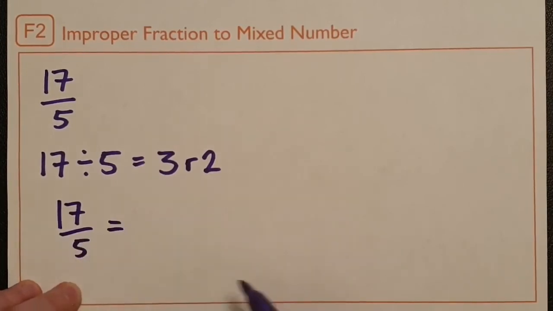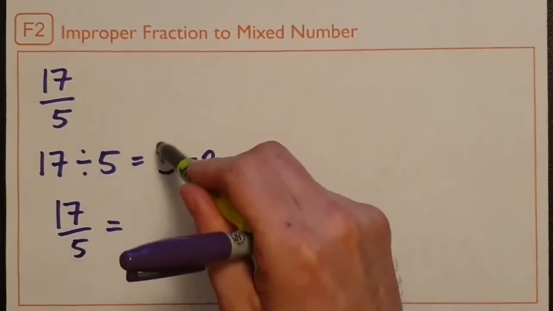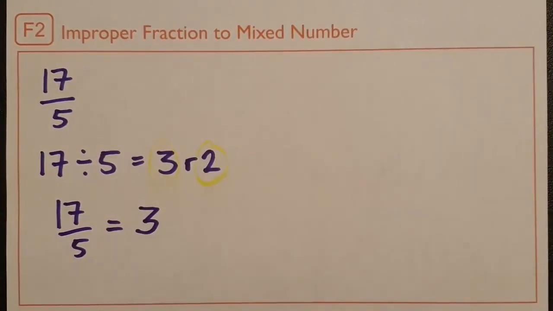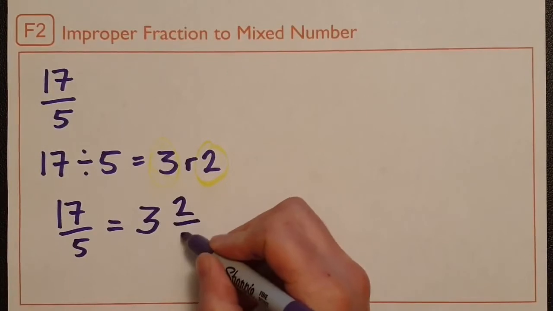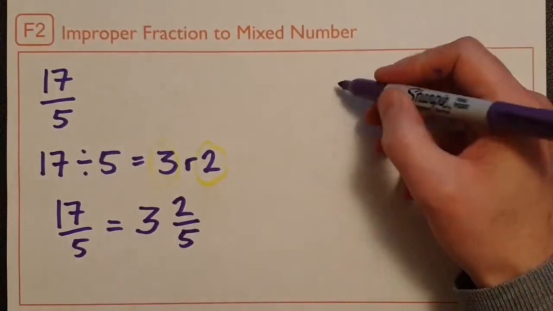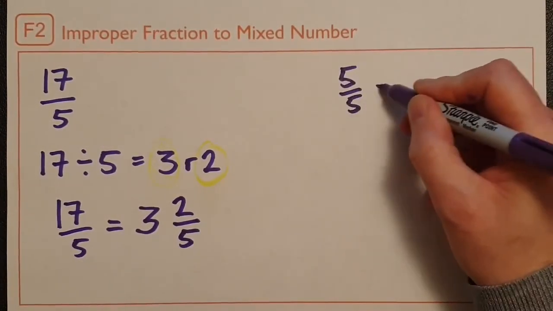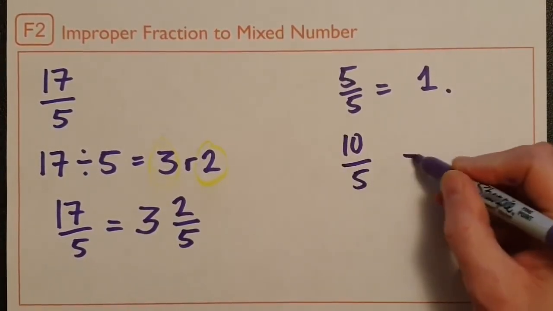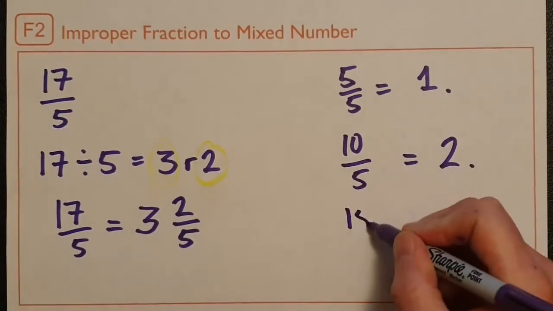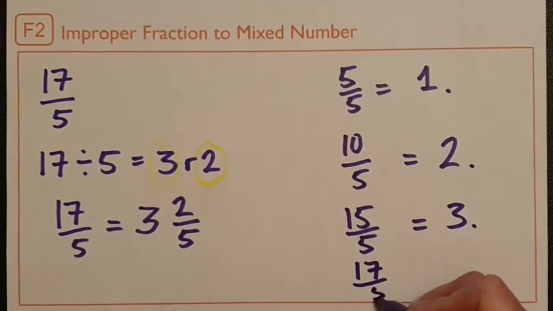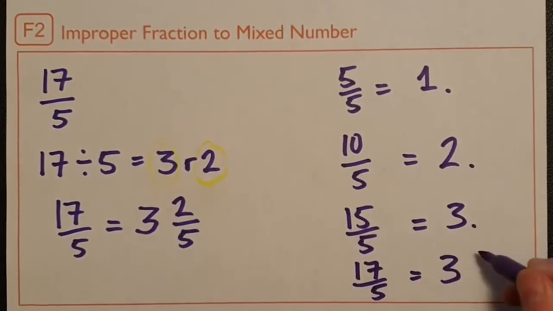Next, you write the answer down. 17/5 is equal to, and this 3 is the whole number, and this 2 is the number of fifths left over, 3 and 2/5. Why does this work? Well, we've got 17/5 here, but we know that 5/5 equals 1. So we know that 10/5 is 2. So we know that 15/5 is 3. So we know that 17/5 is 3 and 2 extra fifths.